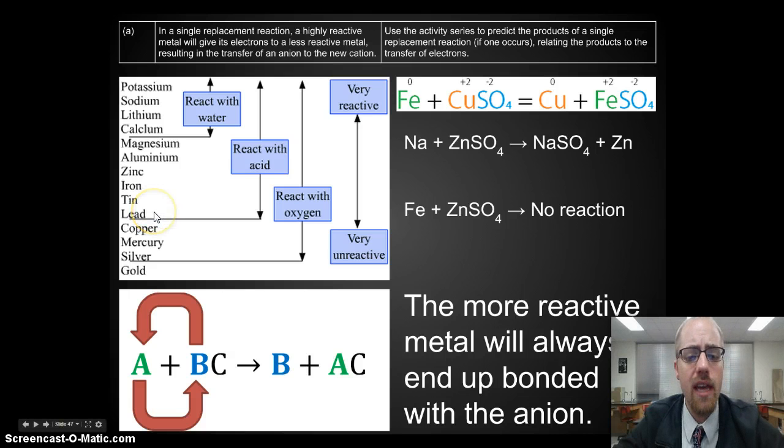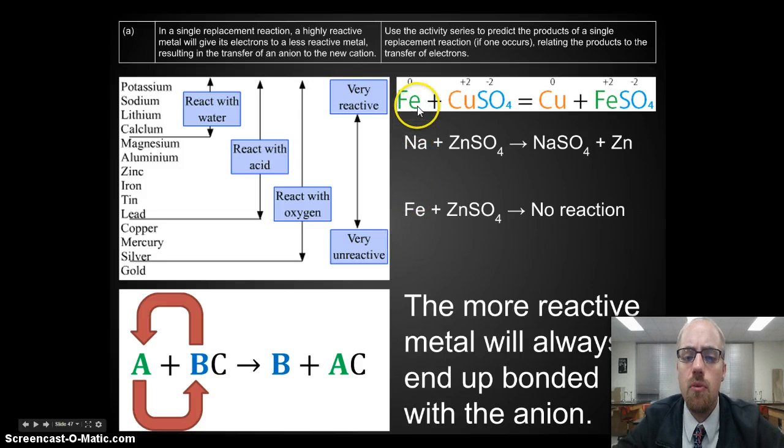So what this means is that in a single replacement reaction, where we take an ionic compound with, say, cation B, whatever metal B is bonded to some anion, could be a nonmetal element, could be a polyatomic ion, doesn't really matter, another metal will replace metal B in this compound, so that we would wind up with B being all by itself and A being bonded to that anion.